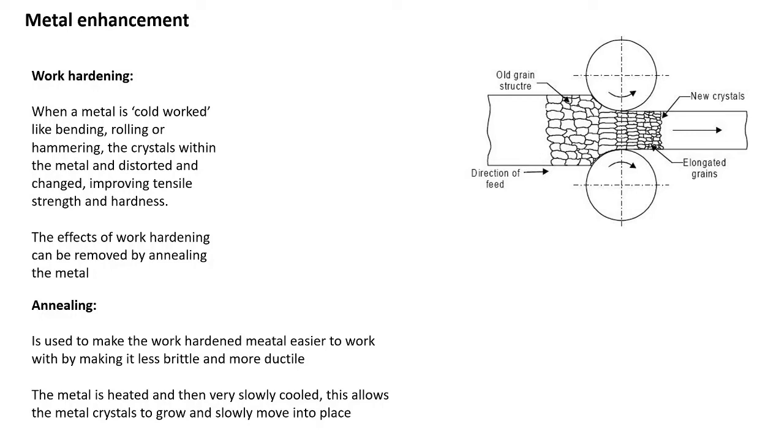The effects of work hardening can be removed when you anneal the material. Annealing is when you apply heat to it. Annealing is used to make the work hardened metal easier to work with by making it less brittle and more ductile. The metal is heated and then slowly cooled. This allows the crystals that you've just distorted to grow and slowly move into place again.